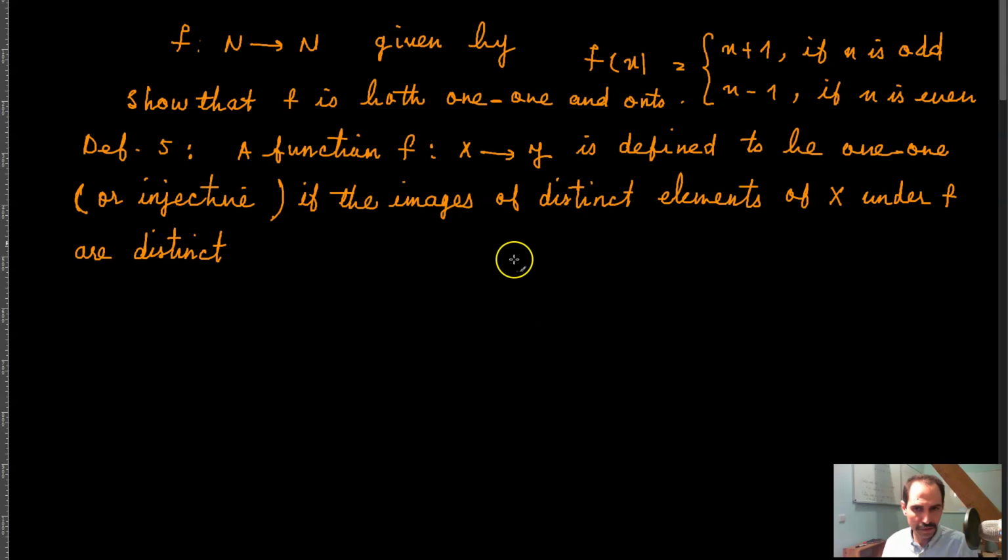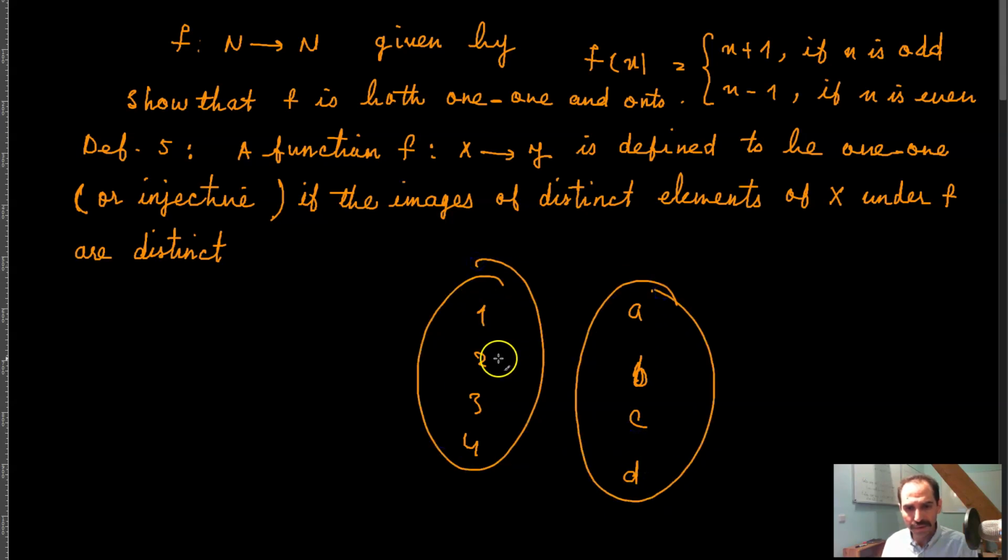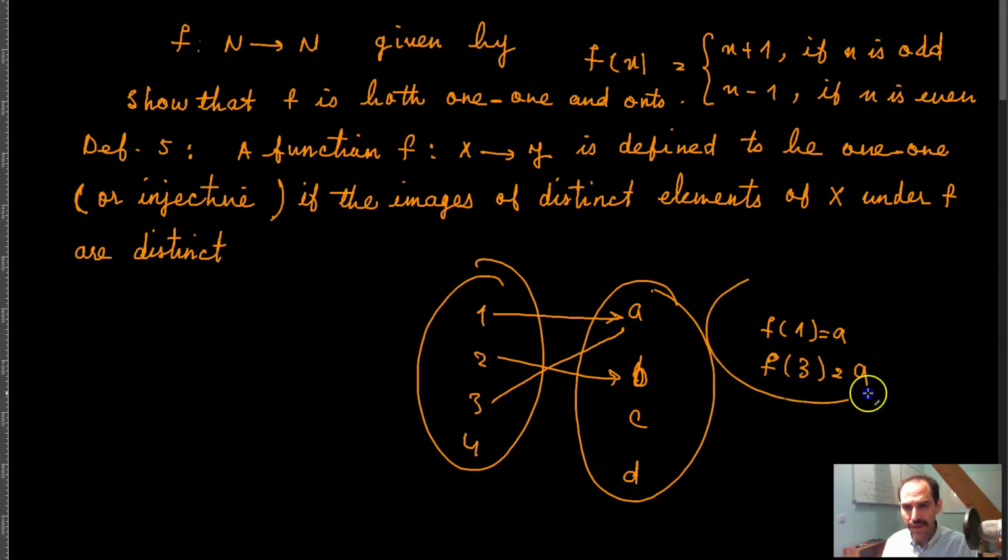So in simple language, what that means is that, for example, this sort of situation cannot happen. Take 1, 2, 3, and 4, and A, B, C, and D, and suppose that 1 is mapped to A, and 3 is also mapped to A, meaning that f of 1 is equal to A, and also f of 3 is equal to A. If that's the case, then you cannot say that it's 1-1.